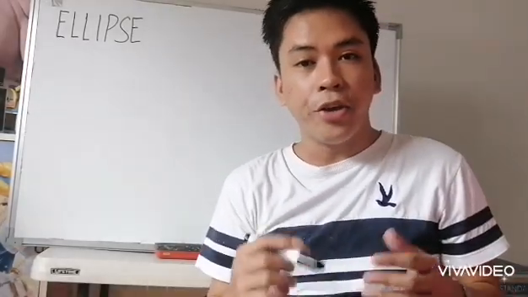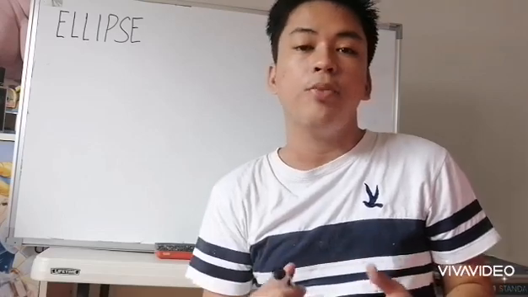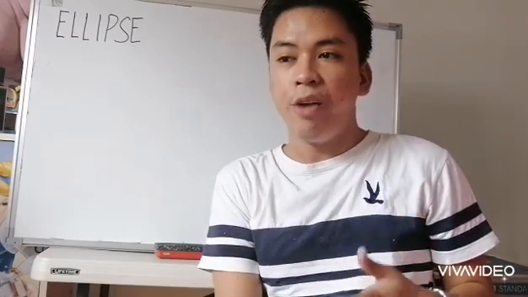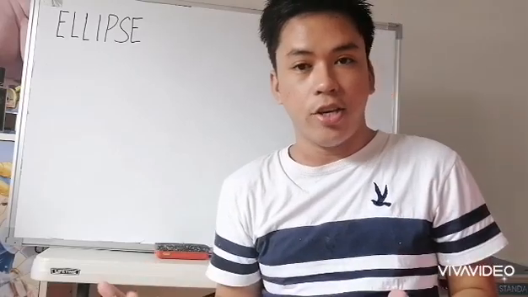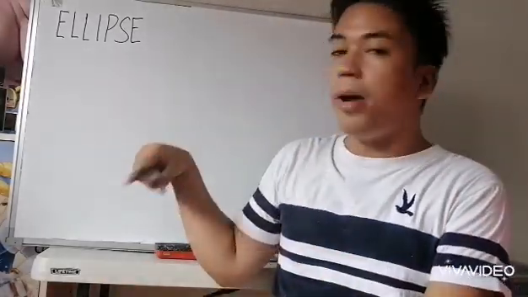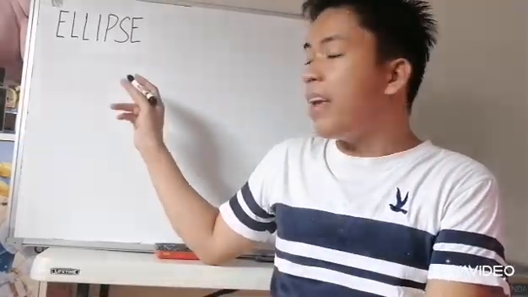Hi, welcome to the third video on the Analytic Geometry series. Last time we talked about the circle as one of the conic sections. Another is the parabola, which we've also talked about. So this time we'll be talking about the third, which is the ellipse.